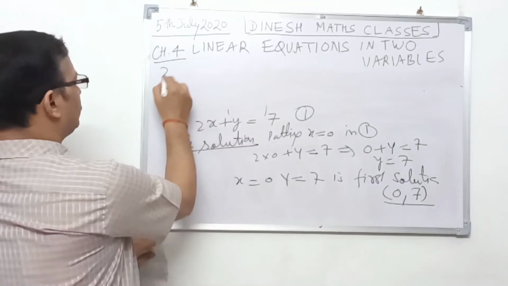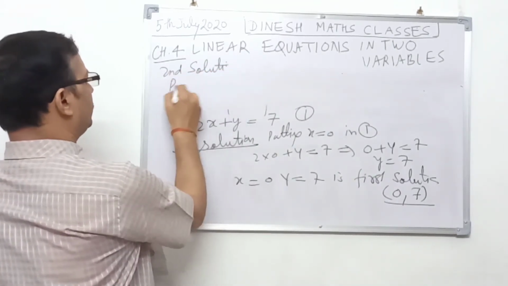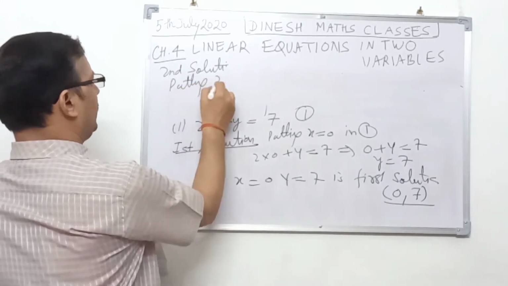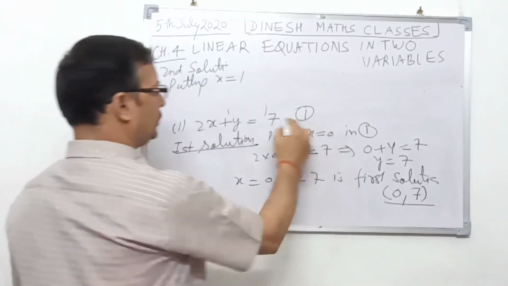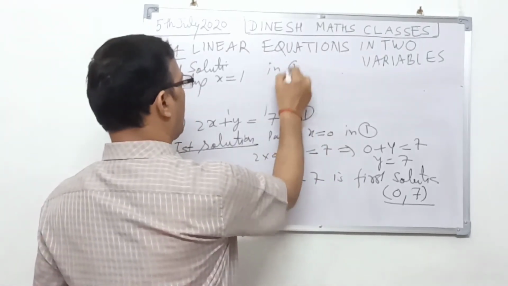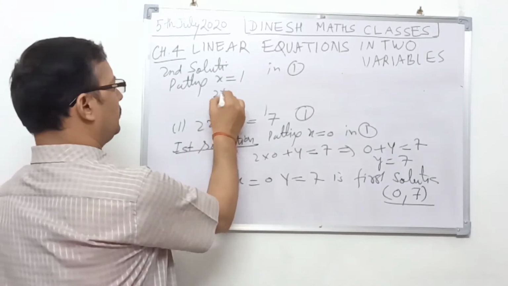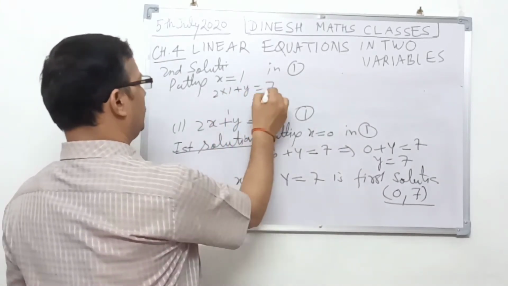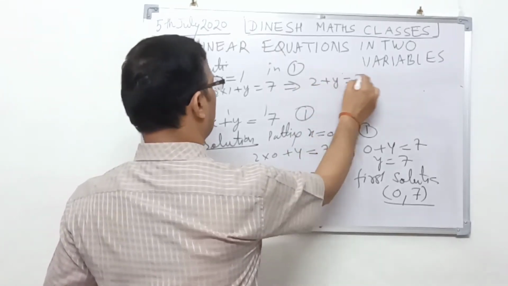Second solution, putting x equal to 1 in the same equation in 1. Put here x equal to 1. 2 into x, that is 2 into 1 plus y equal to 7. This implies 2 plus y equal to 7.